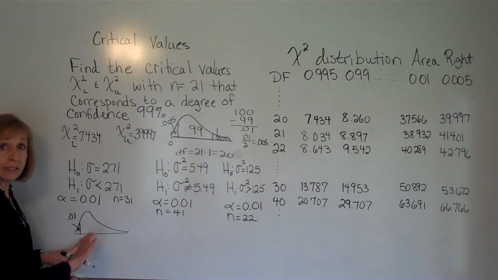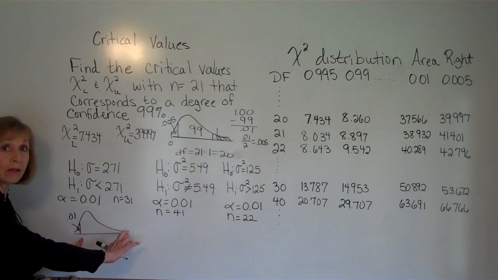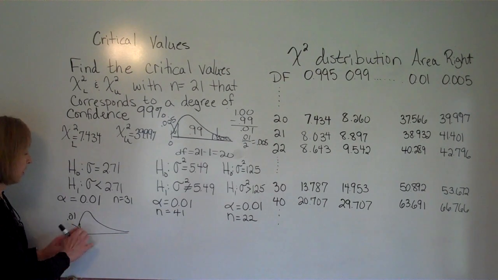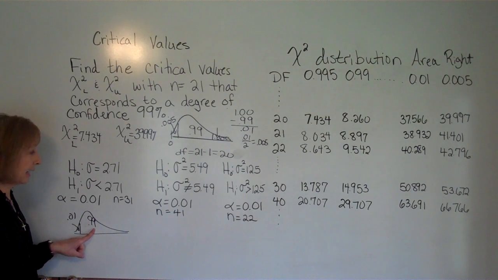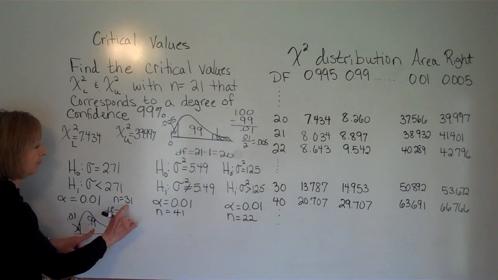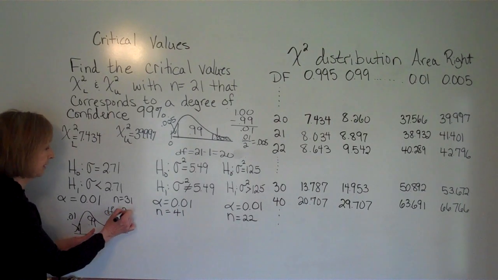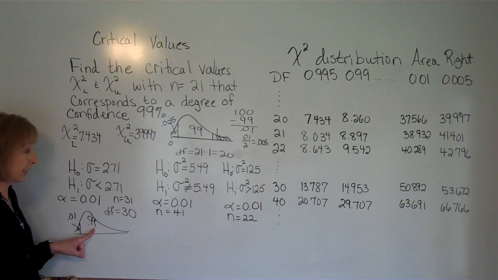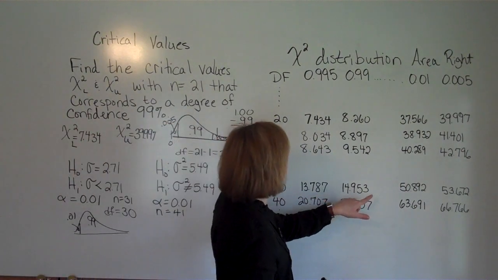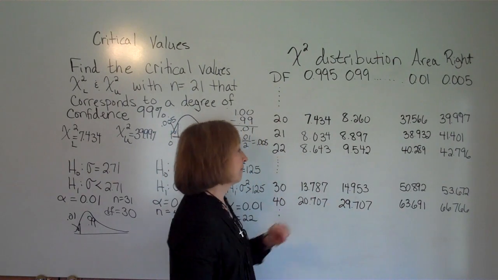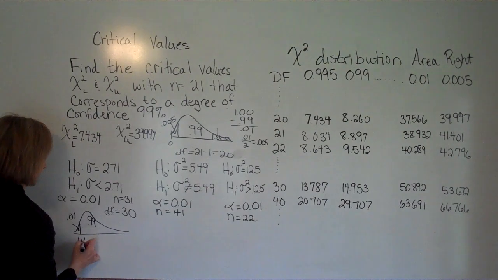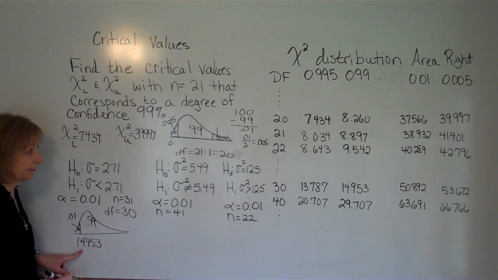All right, now, but it's a chi-square distribution, and chi-square table headings are your area right. So if 0.01 is left, then 1 minus 0.01 or 0.99 is right. So I'm going to look underneath the 0.99, and my degrees of freedom is n minus 1, so 31 minus 1 is 30. I'm going to look underneath the 0.99 and across from 30. So across from 30 and then underneath the 0.99, and I get 14.953. And that's my critical value for it.